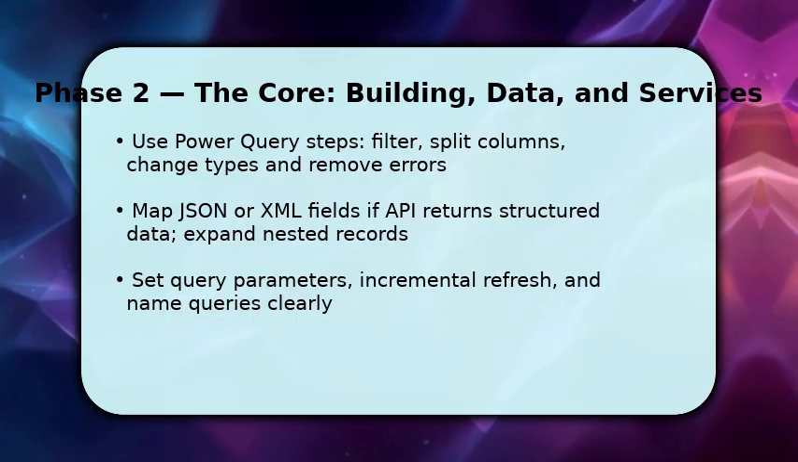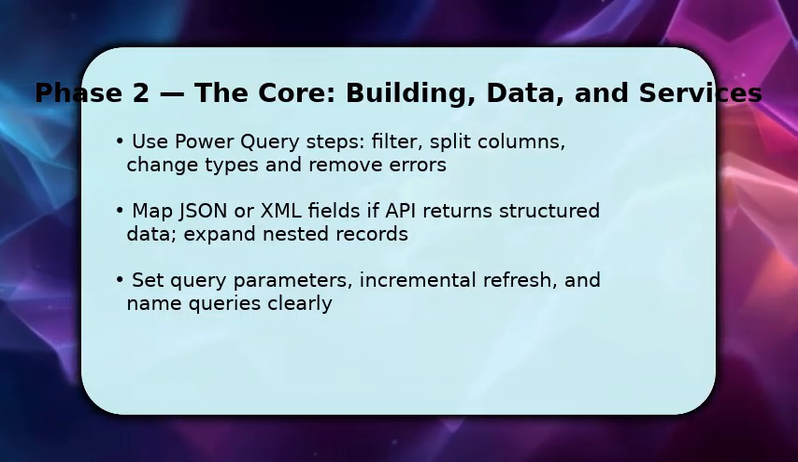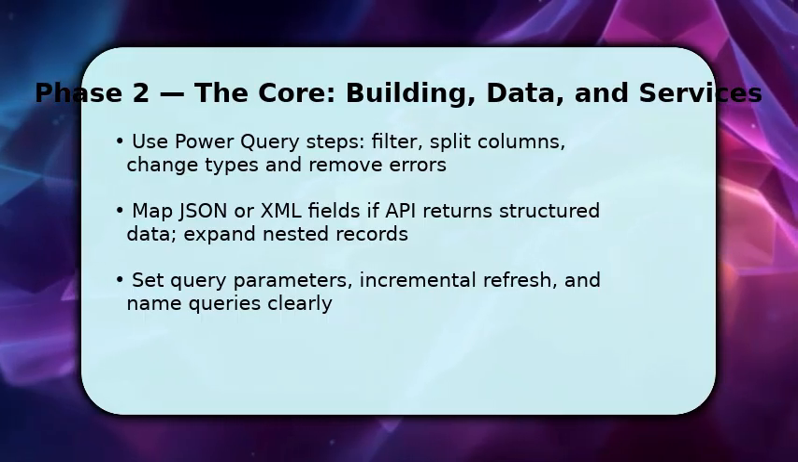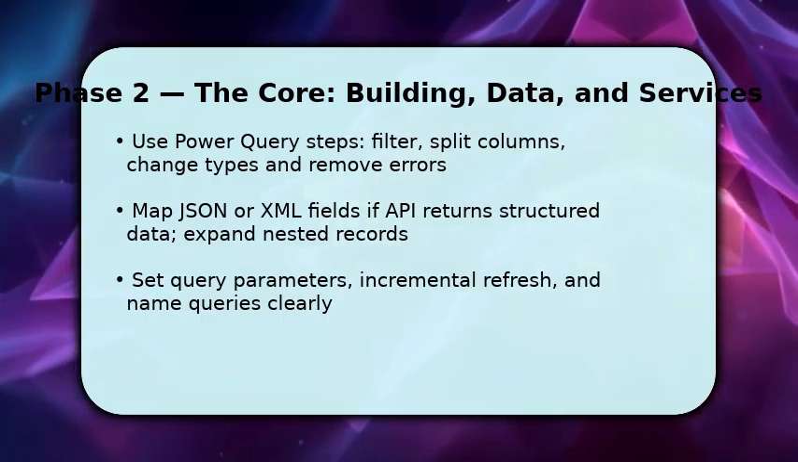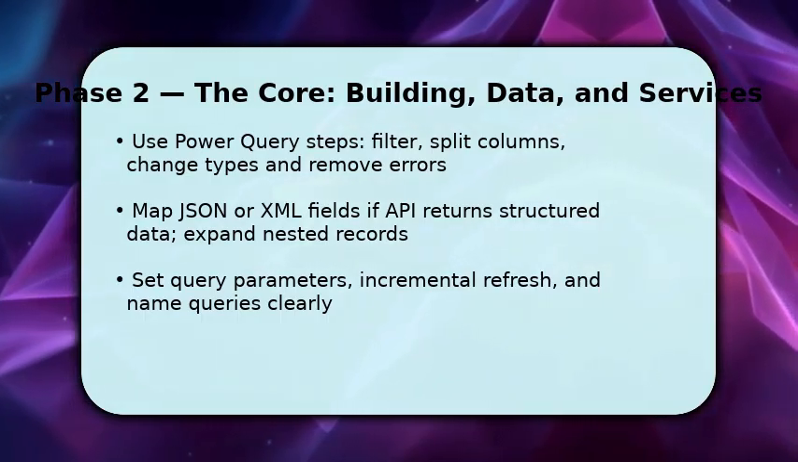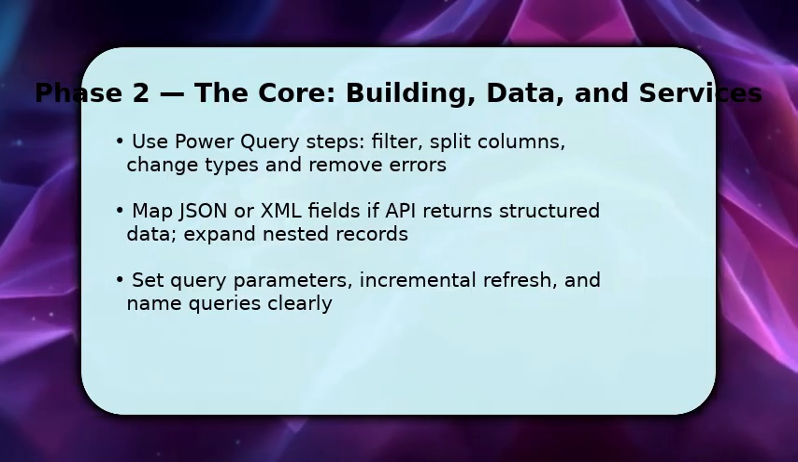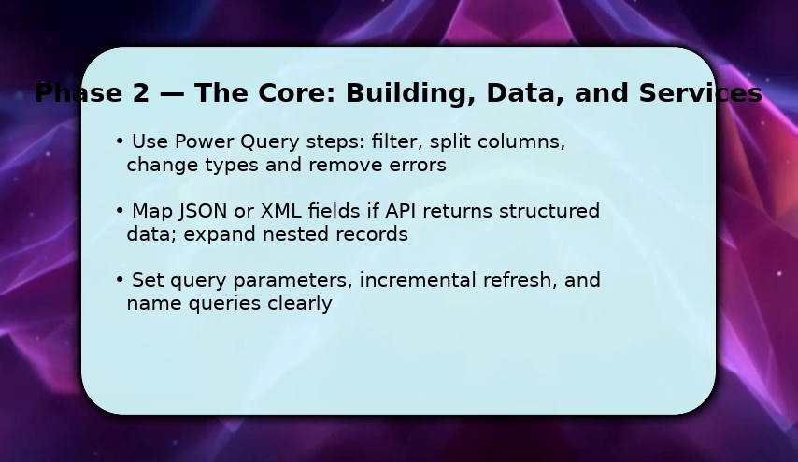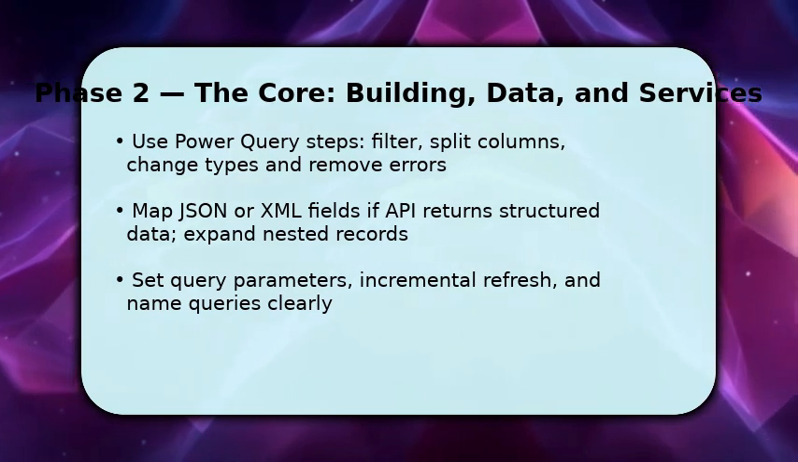Expand JSON or XML nodes when the API returns nested objects. Then parameterize endpoints for paging or date filters, and enable incremental refresh or schedule in Power Automate or Excel Online. Make sure to name queries and steps clearly. This reduces mistakes when you edit or hand off the workbook.